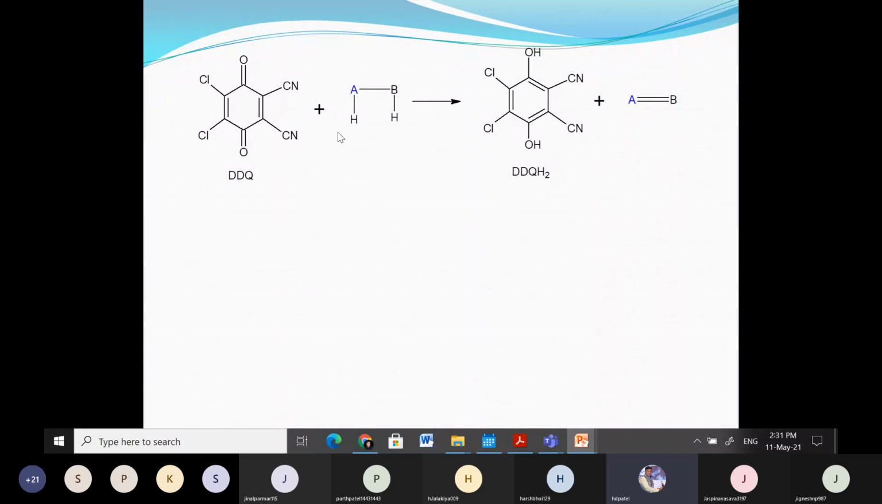By treatment with DDQ, two hydrogens will be removed, and it will convert into OH. This one is converted into OH. When it is converted into OH, we will get DDQH2. Now this DDQH2 is insoluble in most organic solvents. So after completion of the reaction, we just have to filter it. We can remove the DDQH2, and then we can collect our product from the filtrate. So initially we had an alkane, now we are having an alkene.